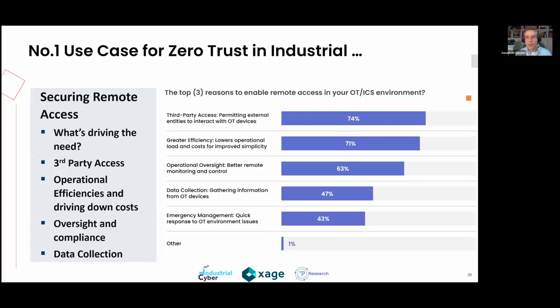And again, we talked about third-party access before. So we see that sort of continuing to play out. And the larger the organization in general, the larger the reliance on some of these external entities.